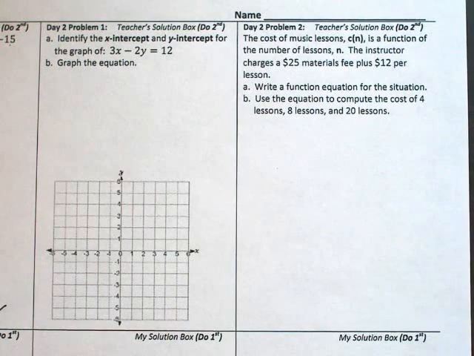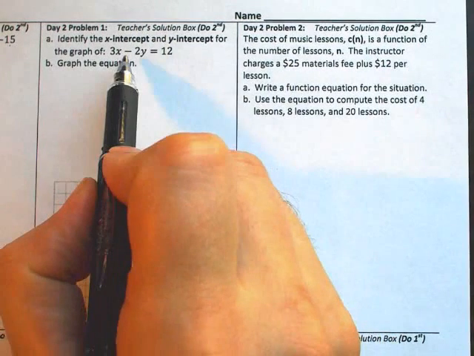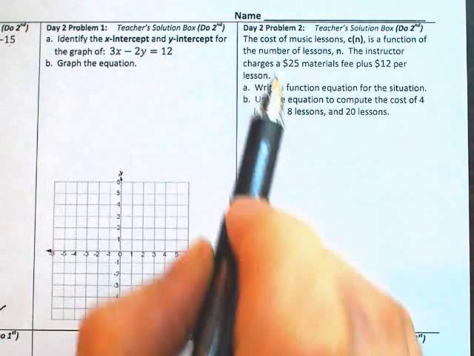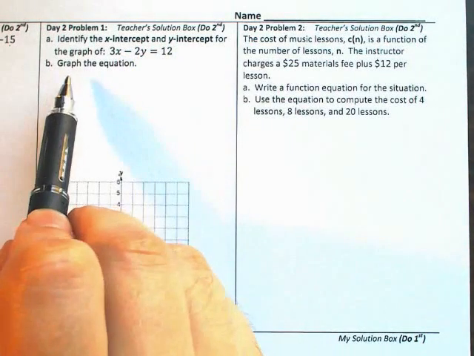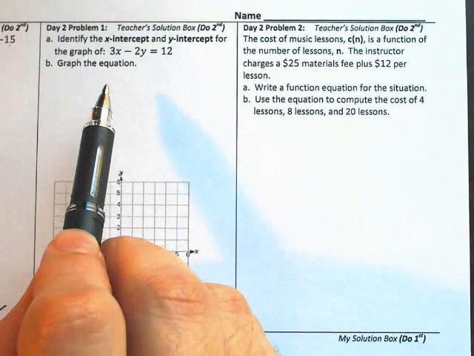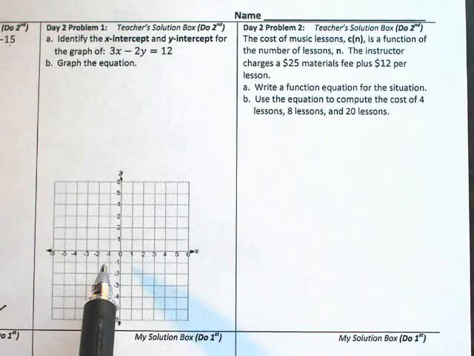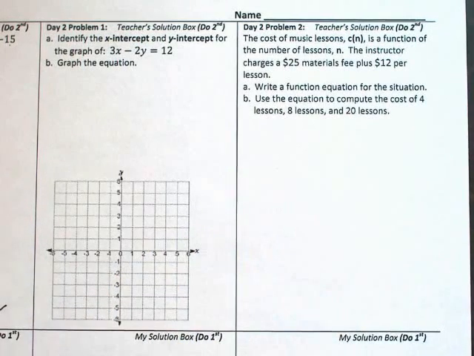Day 2, problem 1. Part A, identify the x-intercept and y-intercept for the graph of the linear equation 3x minus 2y is equal to 12. And then in Part B, once we've figured out those two things, we can graph the equation. It's going to be a diagonal line drawn on this grid.